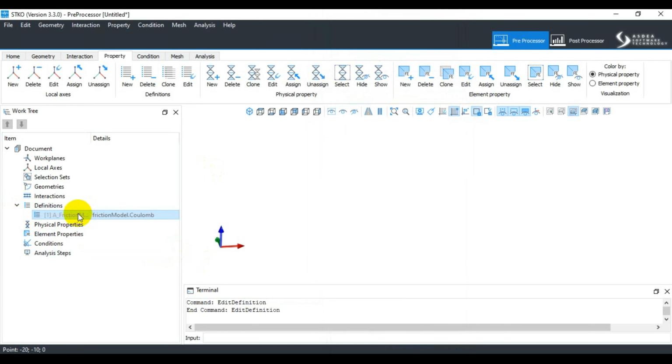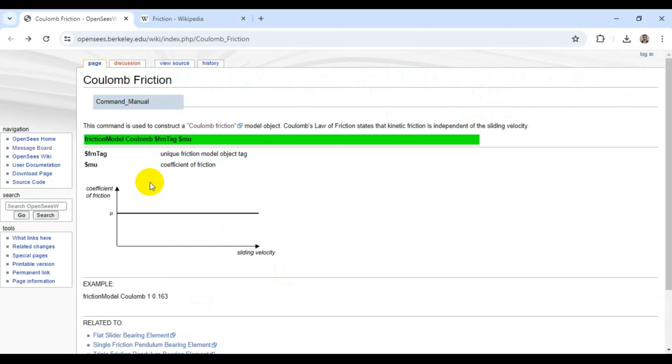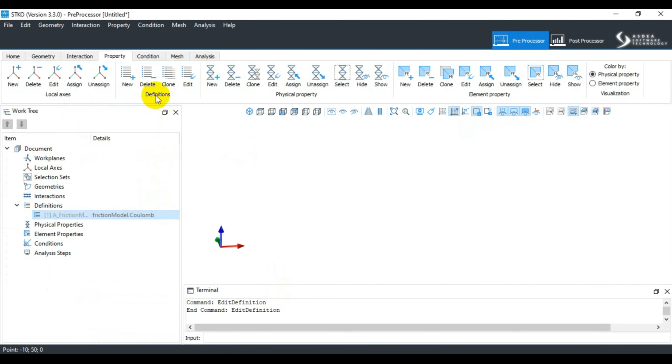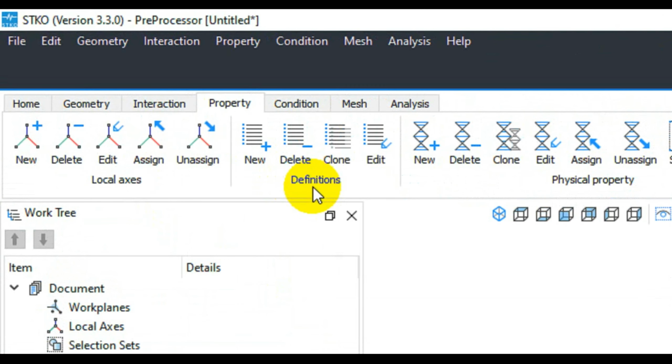So this is about the definition and inclusion of this Coulomb friction definition in the STKO environment for OpenSees. And when I demonstrate it in a practical example, I will explain in a more detailed way how we can include it in our modeling environment. The important thing is that we should understand the terms associated with STKO for OpenSees so that we understand the behavior of the modeling environment.